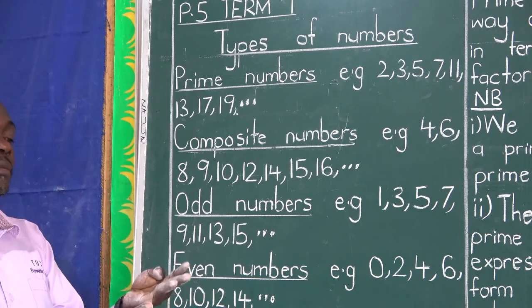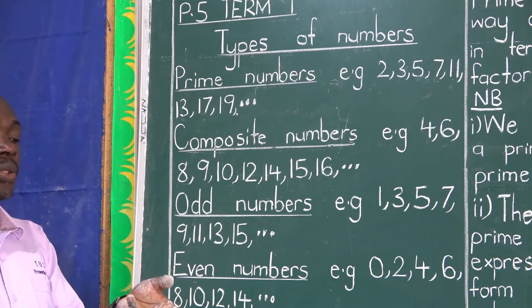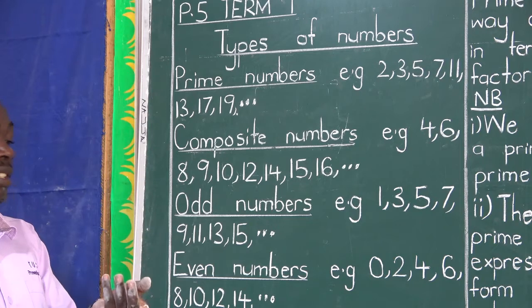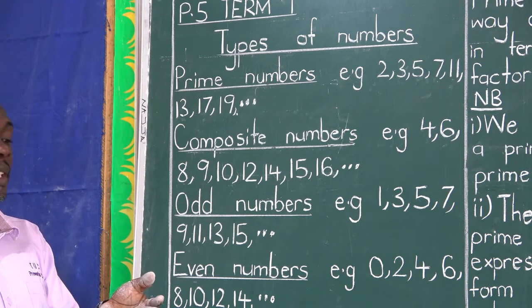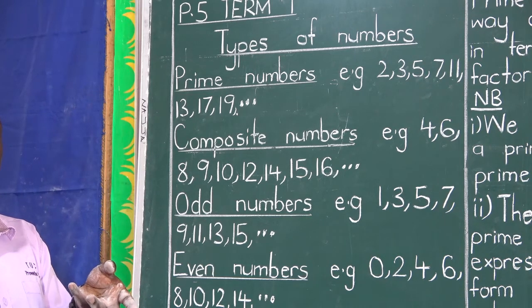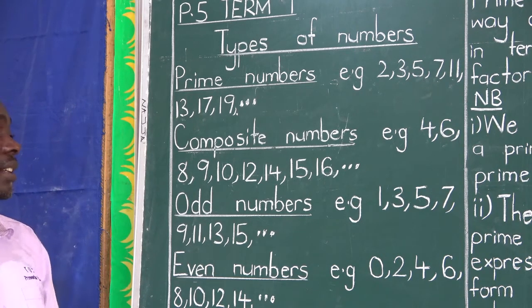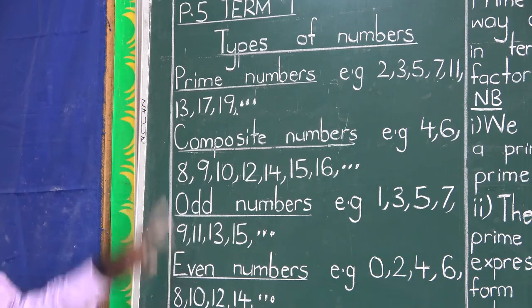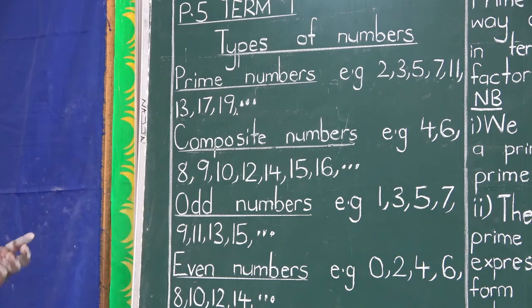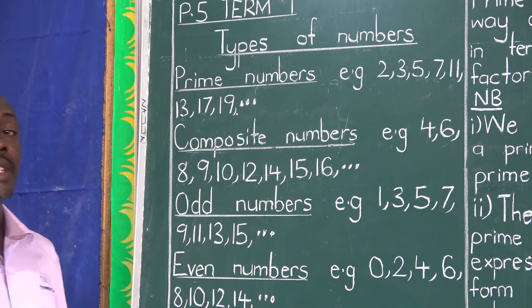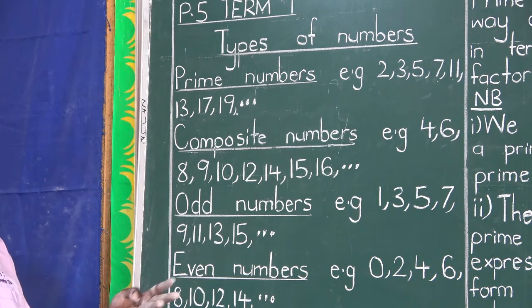That is 1, 2, 4, and 8. 1 times 8, you get 8. 2 times 4, you get 8. 4 times 2, you get 8. And 8 times 1, you get 8. So therefore, it is a composite number because it has got more than 2 factors. It has 4 of them: 1, 2, 4, and 8.